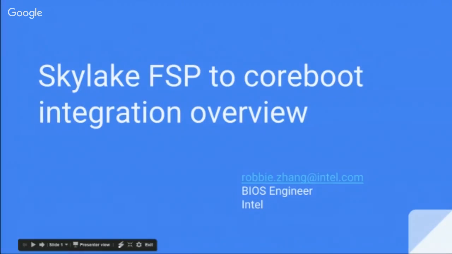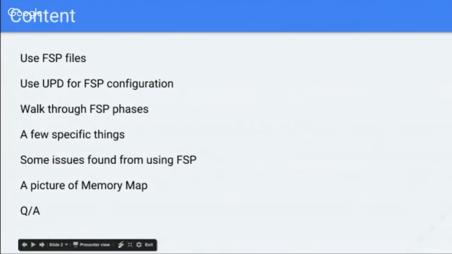Okay. So content: use FSP files. Basically, what are the necessary files you need to have in your build? Use UPD for FSP configuration. What is the implementation in coreboot to be able to use UPD? And then I'm going to quickly walk through FSP phases and then talk about what needs to be done in terms of integration for the auto-phase to be successfully executed.